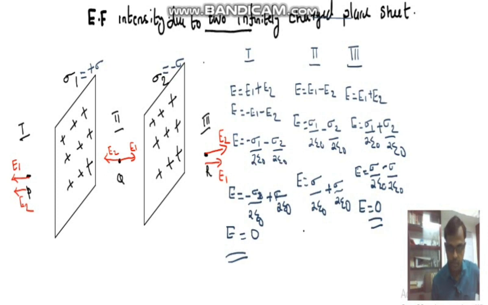Now see at the midpoint in between two plane sheets, both are, you can see here, if you take sigma divided by 2 epsilon 0 as common, you get 1 plus 1. So the 2 cancels. So what is the electric field in between these two charged plane sheets? That is sigma divided by epsilon 0.